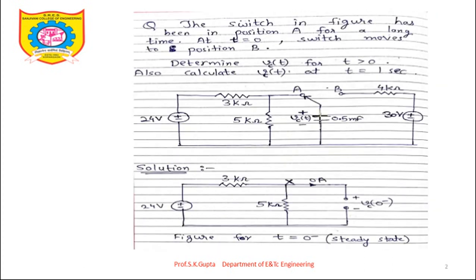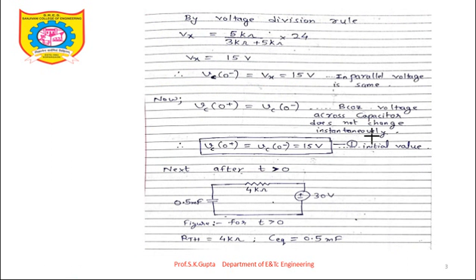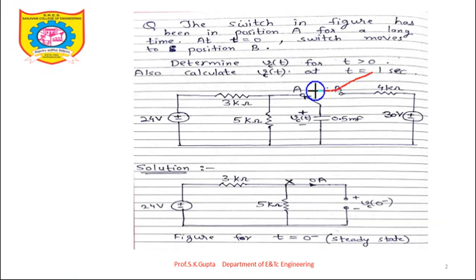Once again I will repeat. Before switching, the circuit is in this position. In this portion you should calculate the initial value, at t equal to 0 minus, when steady state is reached, that means the capacitor is open circuit. Try to get this Vc at 0 minus. The voltage across the capacitor does not change instantaneously, so Vc(0 minus) equals Vc(0 plus), which is nothing but the initial value. Now to find the time constant, use only the circuit after switching. You should neglect the other circuit while calculating the time constant.